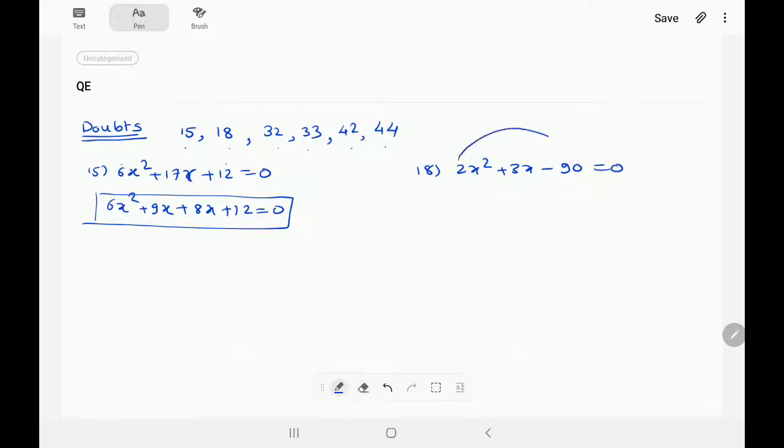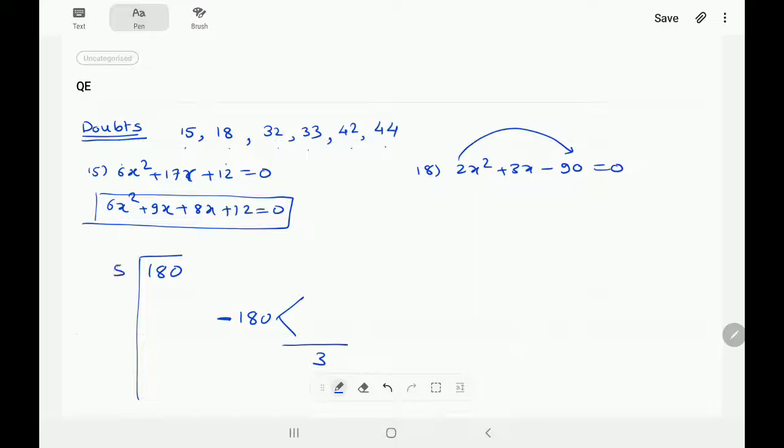Next is 2 into 90. I have to do 2 into 90, which is 180. Is it 180 or minus 180? Yes, truly said, minus 180. The middle term is to be split into 3, so surely it is going to be subtraction. So what I can do is factorize 180. Check here, I'll factorize it.